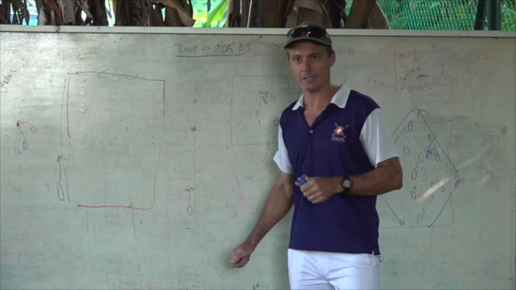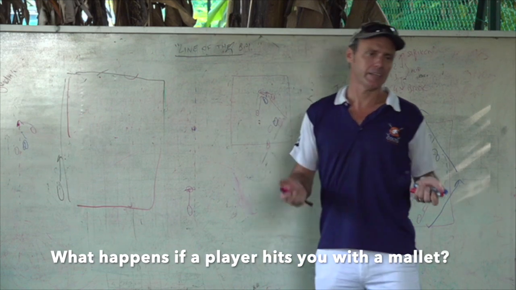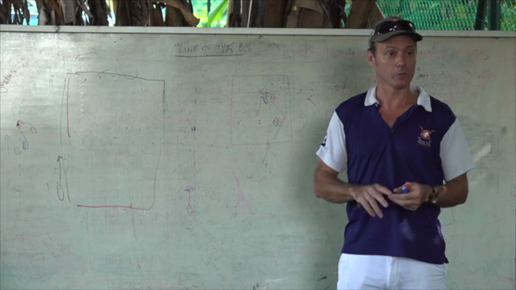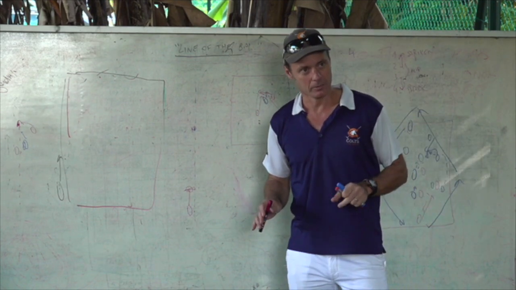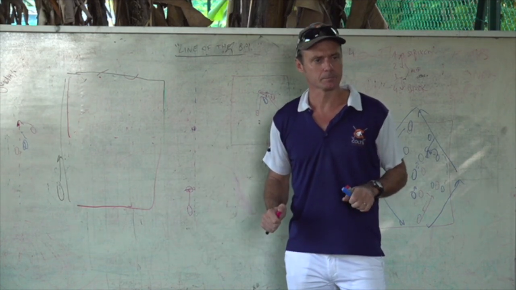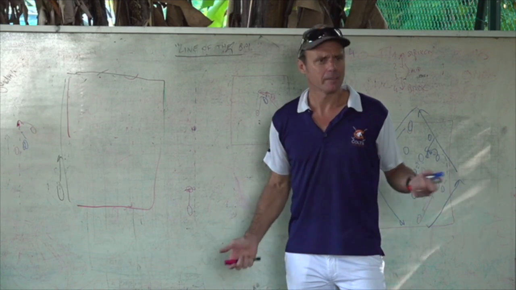use of the mallet. What happens if another player hits you on the face? Well, we stop play. We don't want anyone hurt. We don't want any horses hurt. So although technically it's not a foul, it can be considered dangerous riding. It could be an accident, and then it's emotion, and things happen like this.